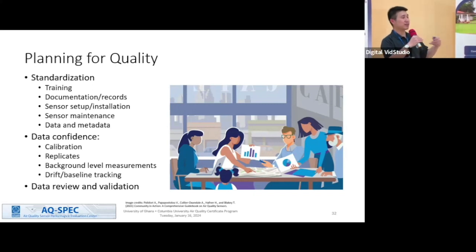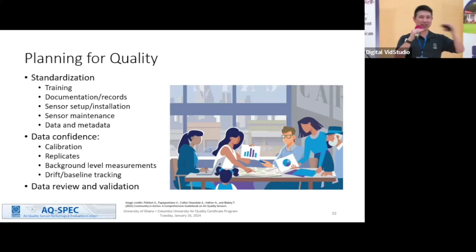And then finally, you want to have some data review and validation procedures. This means having a protocol for when the raw data comes in: what are some first-level checks or processes to eliminate questionable data, and then other standardized practices to perhaps adjust some data to make the analysis and the results more usable.